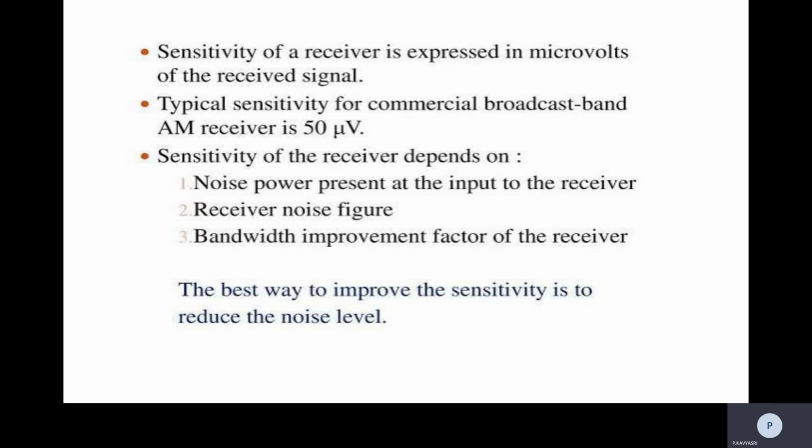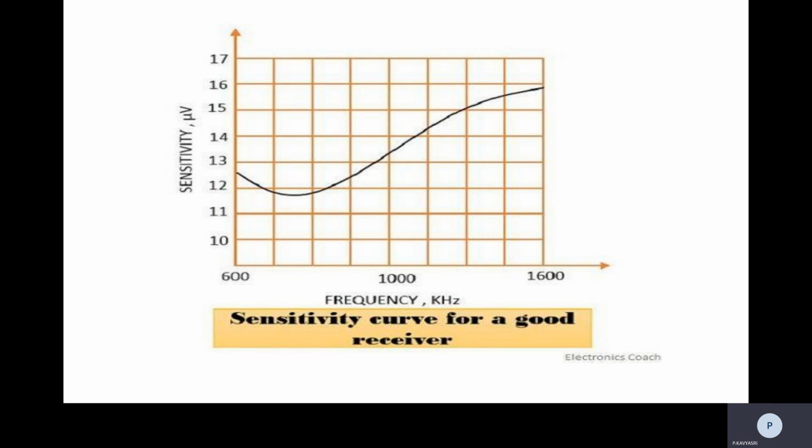The sensitivity of the receiver depends upon three parameters. They are the noise power present at the input to the receiver, the receiver noise figure, and the bandwidth improvement factor of the receiver. The best way to improve the sensitivity is to reduce the noise level. By reducing the noise level, we can improve the sensitivity. This is the sensitivity curve for a good receiver.